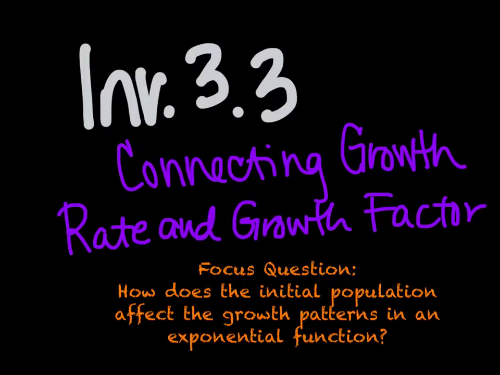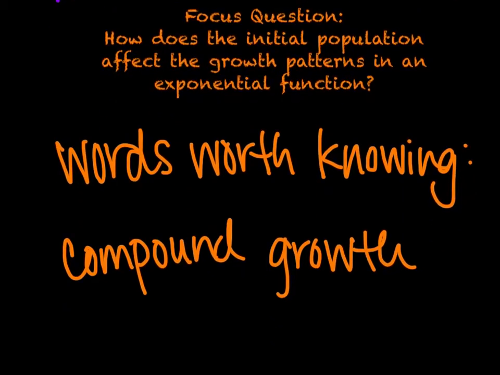So our focus question: how does the initial population, that initial value, that y-intercept, whatever you start out with, affect the growth patterns in an exponential function? I'm sure you're already mulling it over in your brain. If we have a smaller initial value, what do you believe its outcome is going to be in comparison to a larger initial value? What could the outcome be? So let's think about that. Let's play around with it.